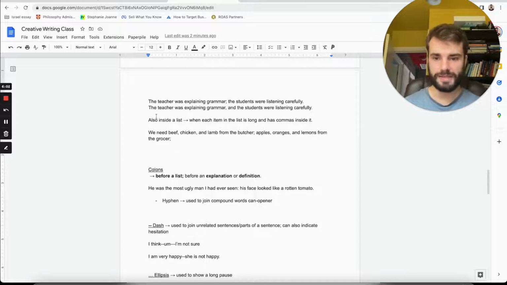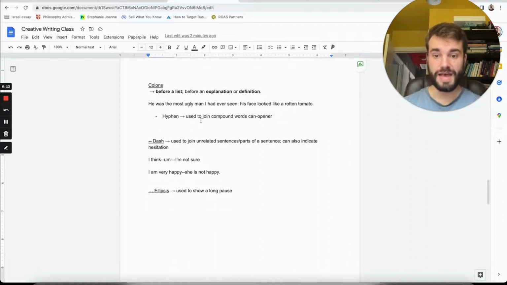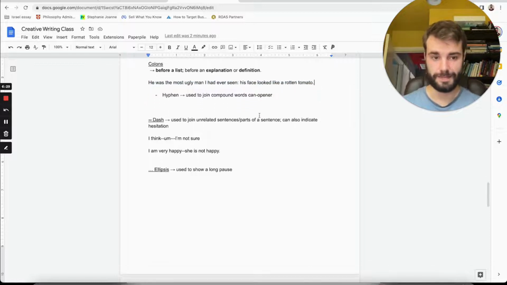You can also use them inside a list if the list is super long and each part of the list has got commas in it, but you really don't have to do that. The easiest one is just to join together two sentences. Then we have colons. Now you'll probably know that you use them before a list, but you can also use them before an explanation or a definition, like this. He was the most ugly man I'd ever seen: his face looked like a rotten tomato. So that second part of the sentence explains why he was the most ugly man.